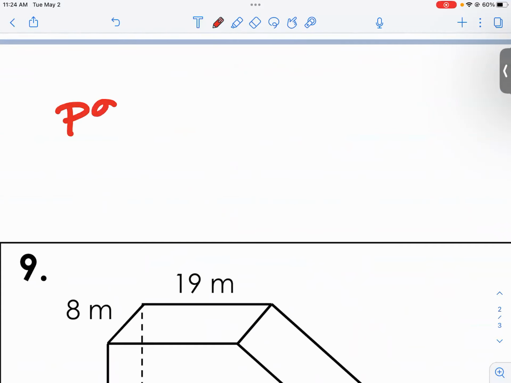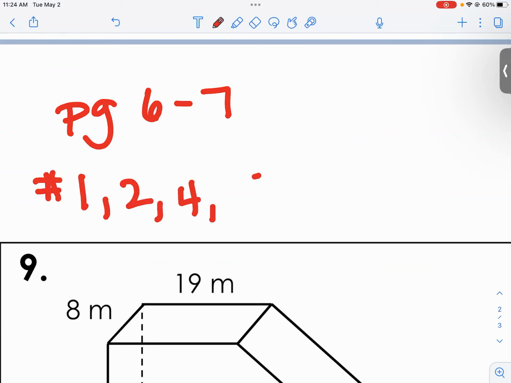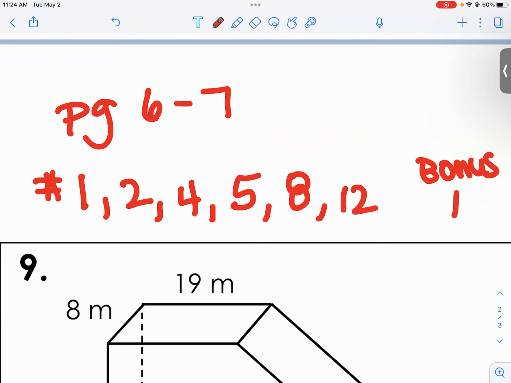So on pages 6 and 7, these are the numbers that you're going to do: number 1, 2, 4, 5, 8, 12, and then bonus if you can get the answer for 14. Okay, so this is your homework. I would suggest starting with one of the triangular ones.